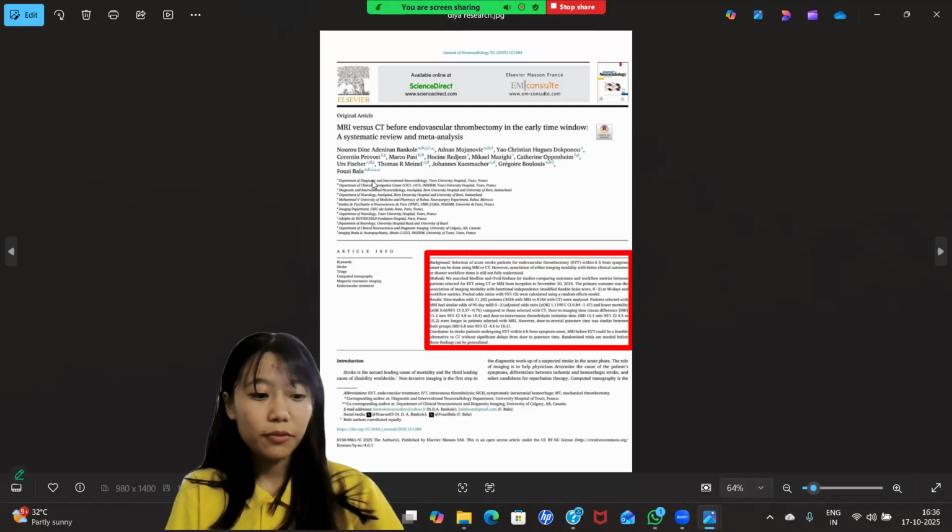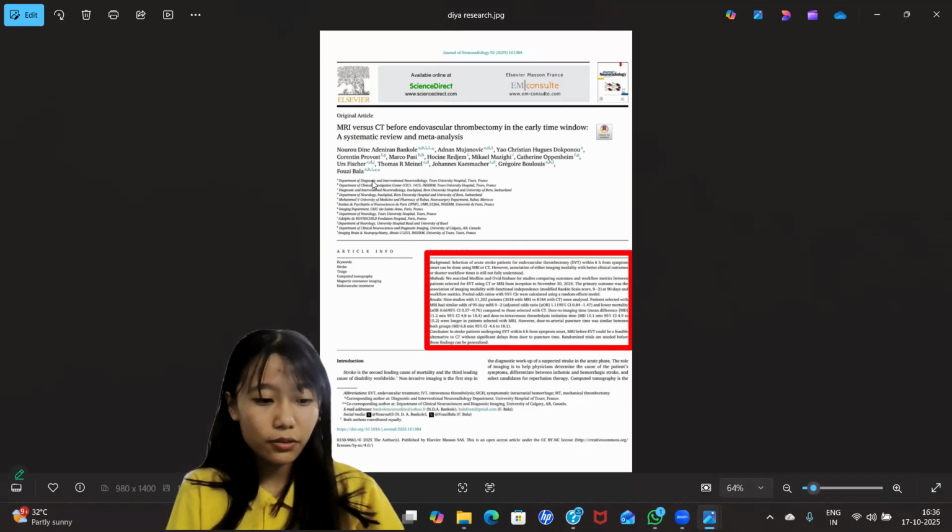So this is a research paper for CT versus MRI in stroke patients undergoing EVT. And I'll be presenting research that compares CT and MRI for selecting acute stroke patients who are undergoing endovascular thrombectomy, or EVT, within 6 hours of symptom onset.